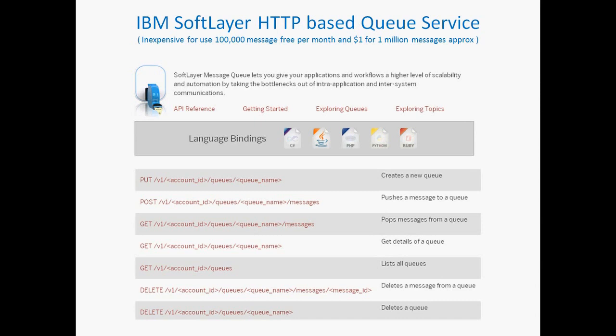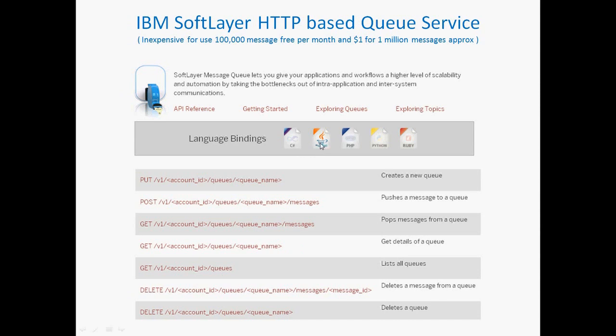So let's spend a minute understanding the SoftLayer HTTP-based queue service. This is a very inexpensive service. The first 100,000 messages are free per month, and the cost is so low it approximately works out to be $1 for 1 million messages.